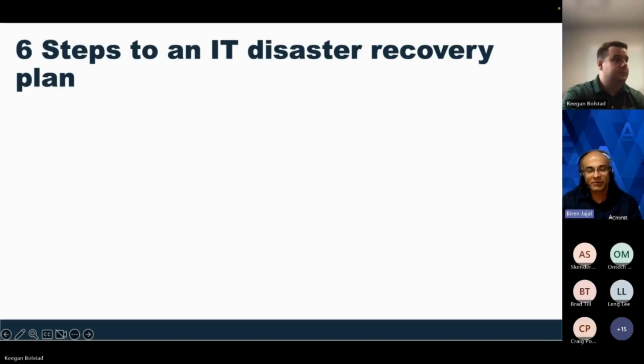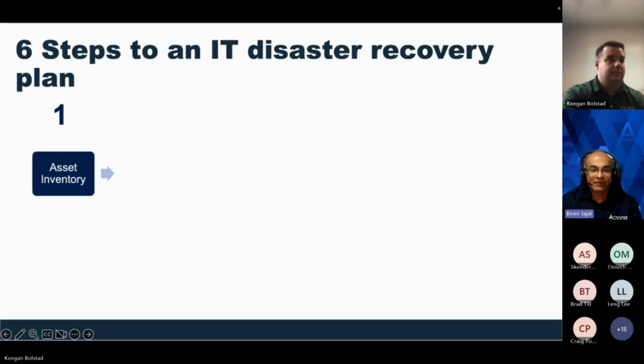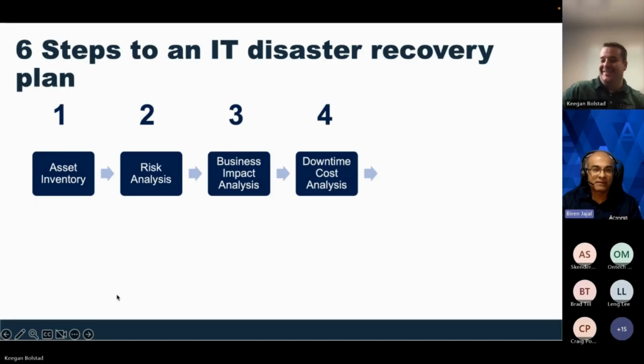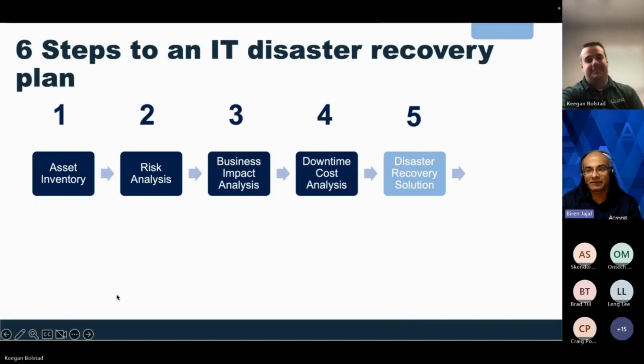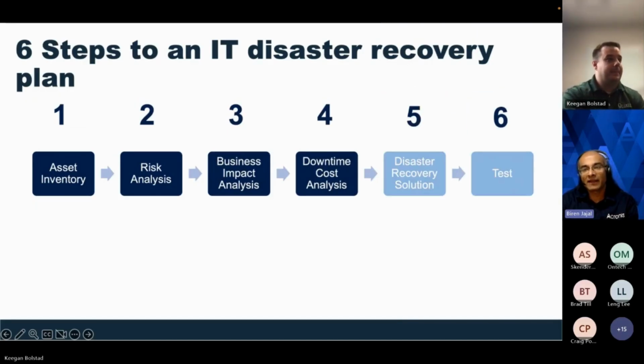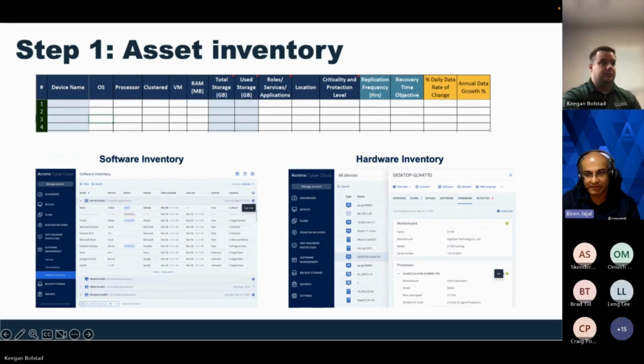So I'll be talking through the 6 steps of IT disaster recovery. The first step is asset inventory, and you can build this out, Keegan. Then risk analysis, then business impact analysis, downtime cost analysis, and then finally, once you go through that process, establishing an appropriate disaster recovery solution for you, and then performing the testing. I'll walk through each of these steps, the first step being asset inventory.